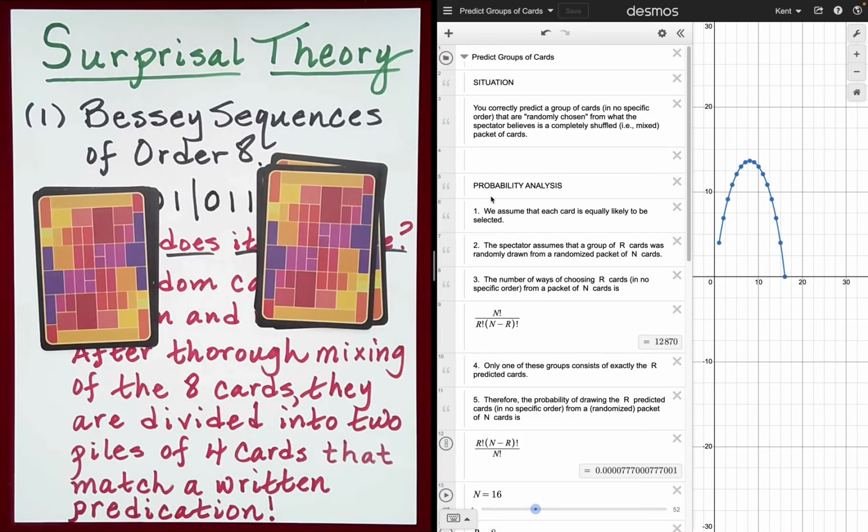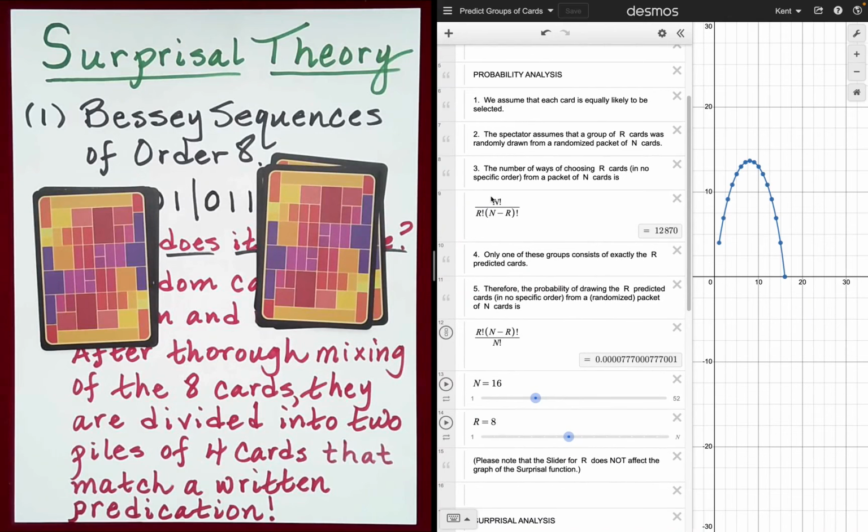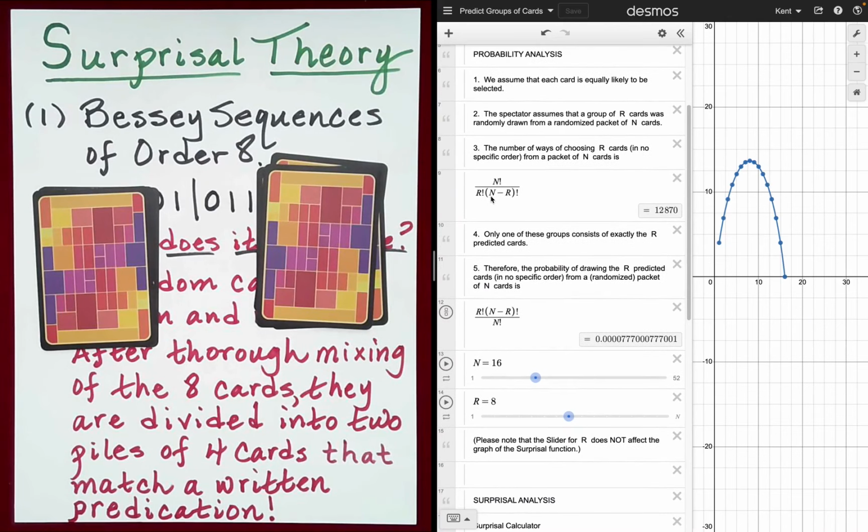So if you notice here, I have a slider which will allow us to adjust this activity to the various Bessey sequences. Now at the moment, I have it set for the Quasi-Bessey sequence of order 16. So we'll go ahead and adjust that down for our current activity. So there we go. We have 8 cards. Now we are selecting 4 of them. So the number of ways that you can select 4 cards from a set of 8 cards is 70.